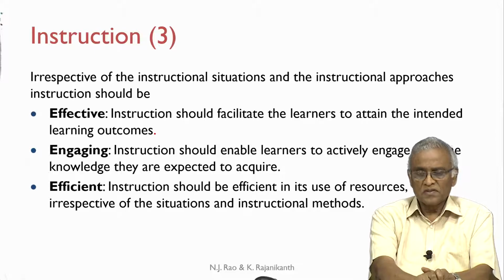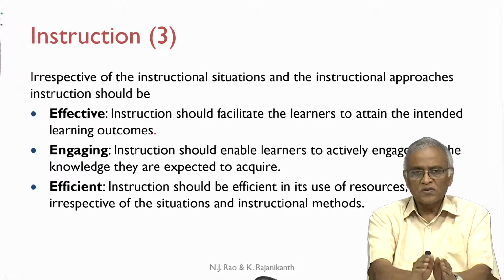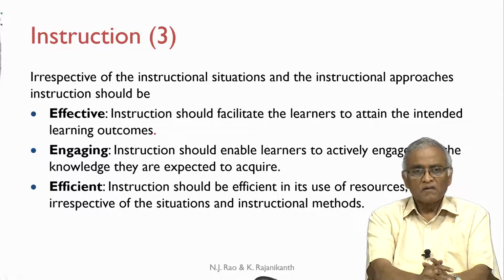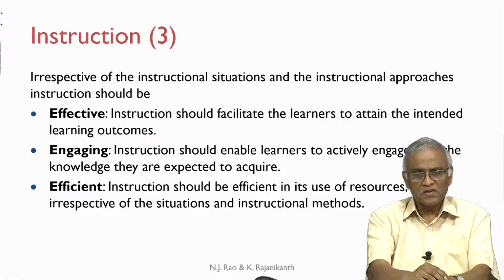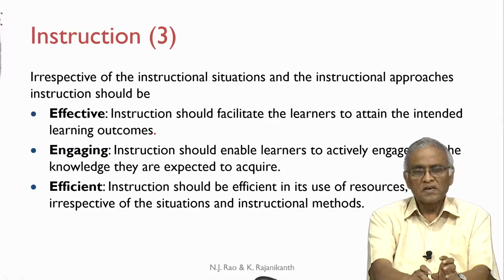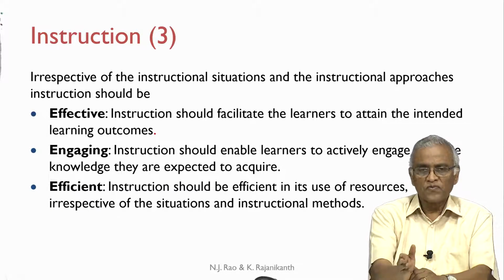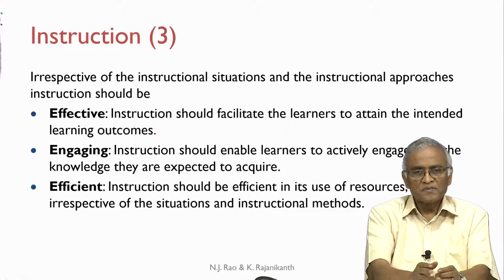Irrespective of the instructional situations and instructional approach, what should instruction be? It should be effective first. Effective means whatever you do, the goal is that the learners attain the intended learning outcome. For example, with respect to an instructional unit, at the end of the unit the student should be able to construct his own knowledge that will facilitate him to attain the competency. A competency is the goal for each instructional unit, right. First it should be effective. If it is not effective, it is practically useless.